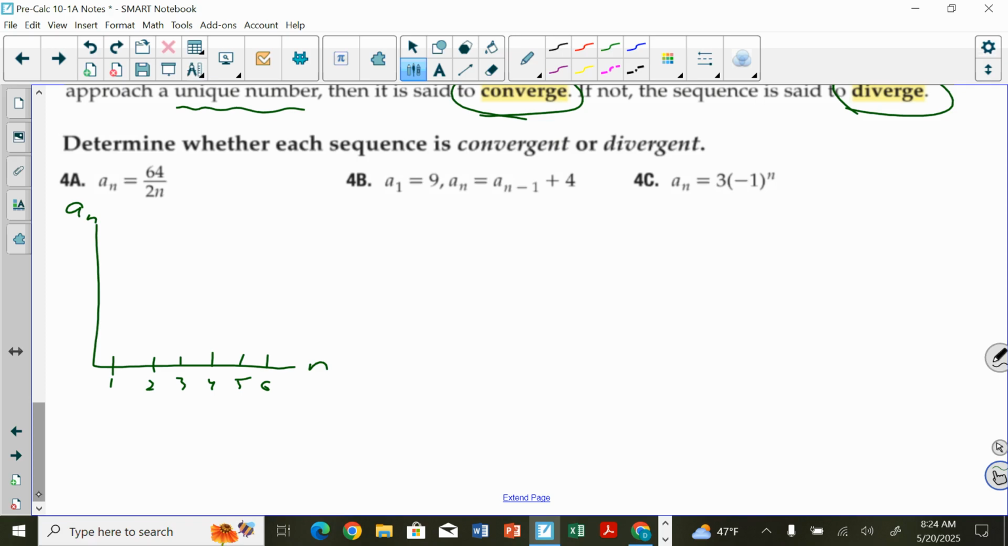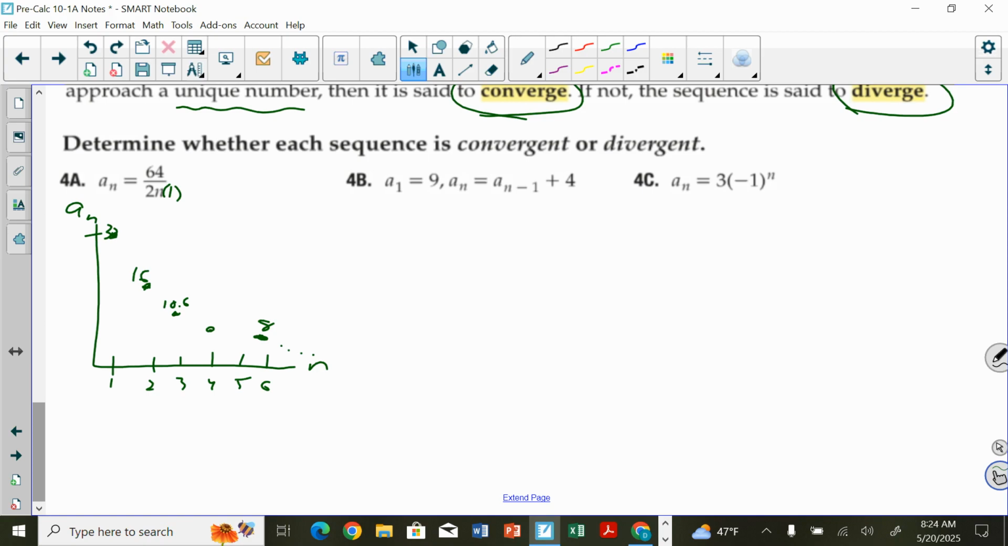When we plug in 1 in here, you're going to get 64 divided by 2, which is 32. It's going to be way up here. Then for 2, it would be 64 divided by 4, 16. So down here, right? And then 3, 64 divided by 6 is going to be like 10 point something, 10.6. For 4, 64 divided by 8, you can see it's going to start doing this. When n is 6, it'd be 64 divided by 12, and it's starting to level off, right?